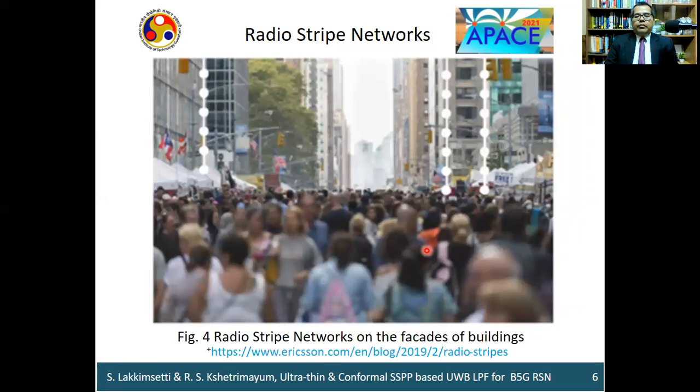Similarly, another situation is when you are in a city square. There are many people walking in the city square. It's a hugely crowded area. So the solution for providing good quality of service and high data rate for each and every user is that we can exploit the facades of the buildings. On the facades of the buildings, we can put radio strip networks.